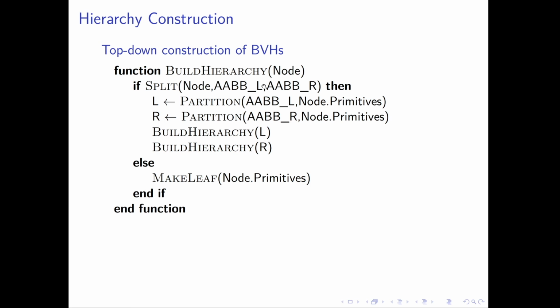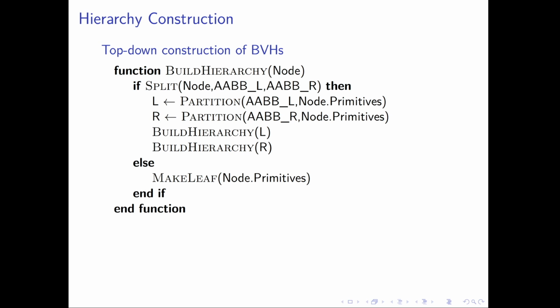The next thing that we need to do is partition all the primitives of the original node, the parent node, into the left and into the right AABB. Then we call this build hierarchy function again, recursively, with the left and with the right node that we just constructed. So this is the basic routine that we use to top-down construct bounding volume hierarchies, binary bounding volume hierarchies of AABBs.